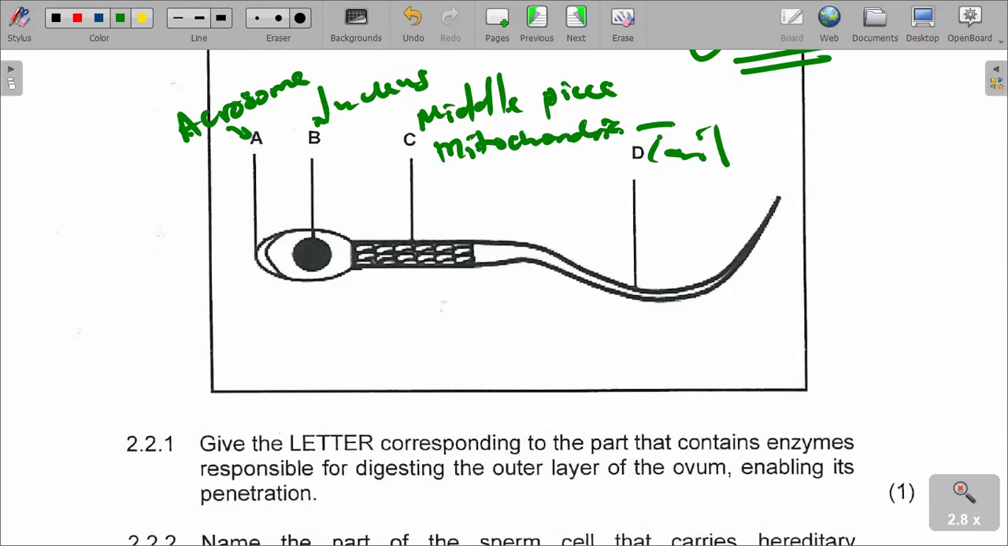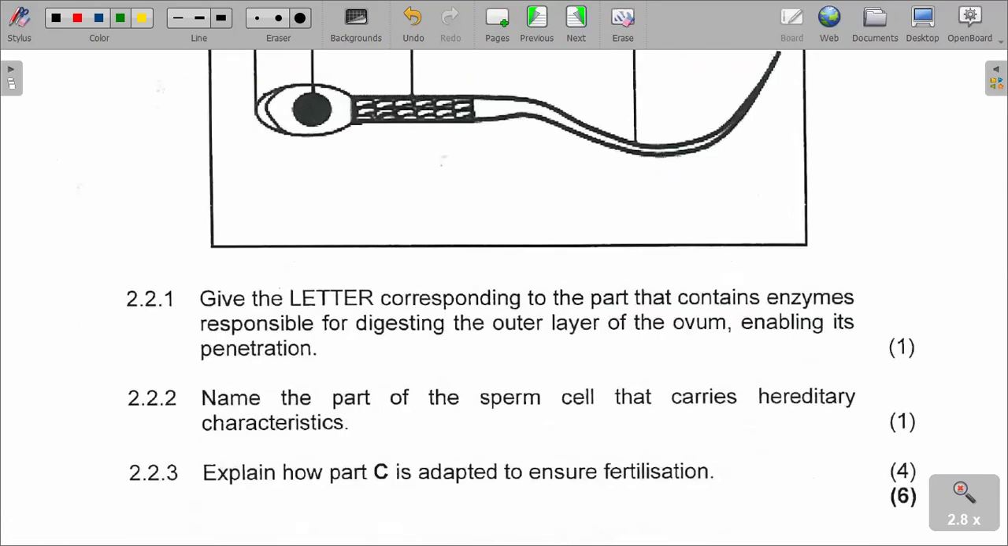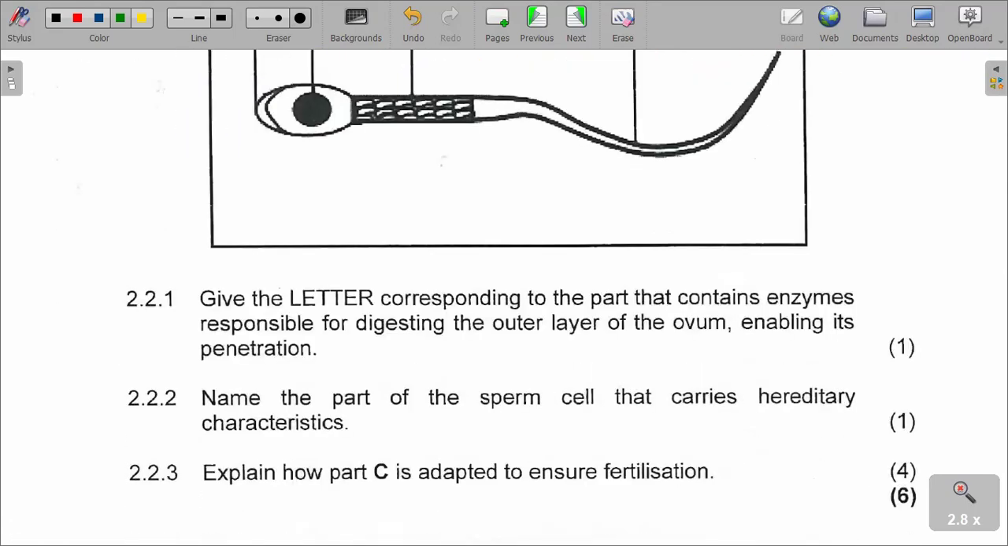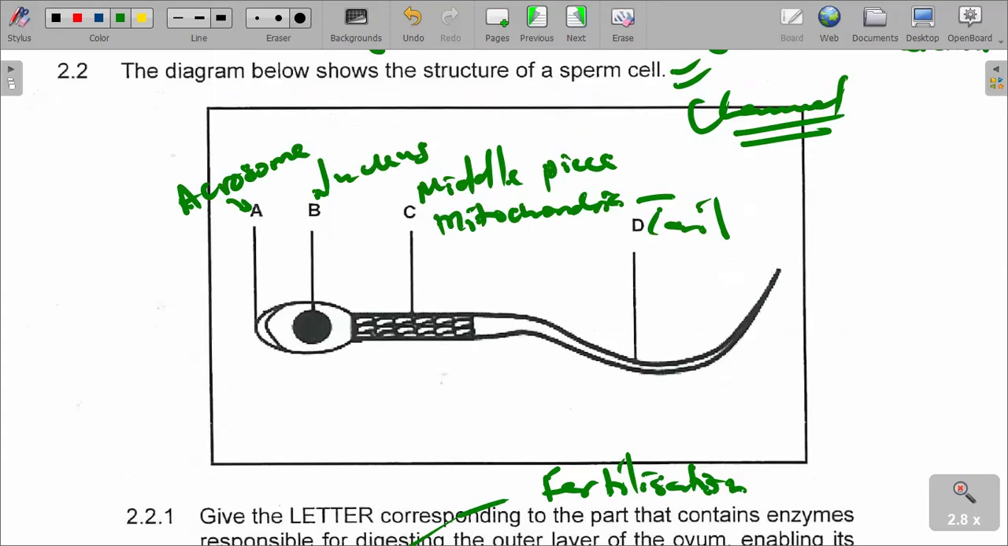So now these are also supposed to be known, and the adaptation of the sperm cell to perform its function. You will find questions that would arise there. Give the letter corresponding to the part that contains enzymes responsible for digesting the outer layer of the ovum, enabling its penetration, promoting fertilization. Which part of the sperm cell supports fertilization? It is the acrosome.